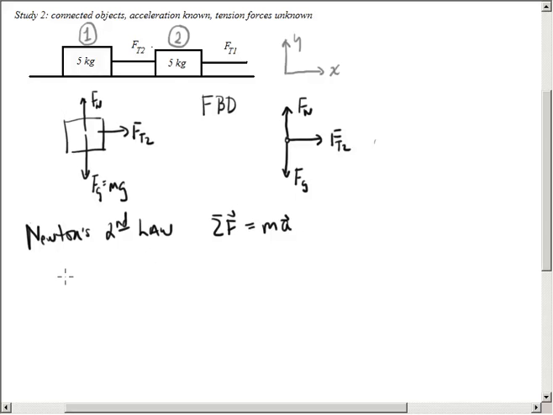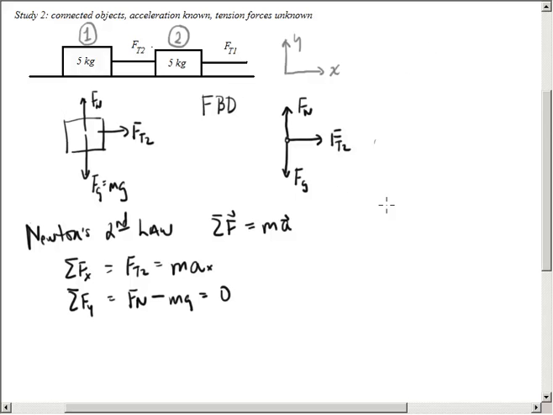Okay. We have that the net force in the x direction will be equal to Ft2, and that will be equal to mass times the acceleration in the x direction. For the y forces, the sum of y forces will be equal to the normal force minus mg equal 0.